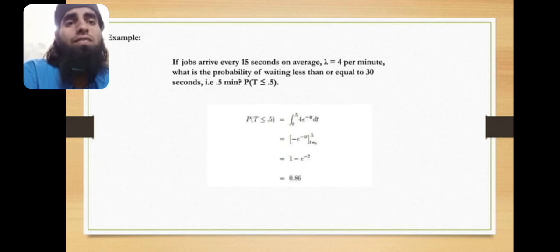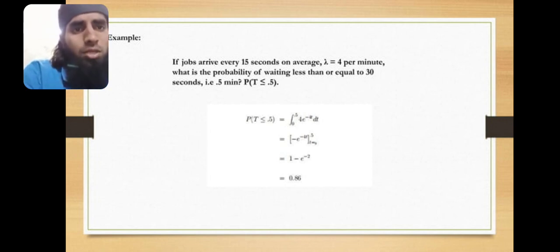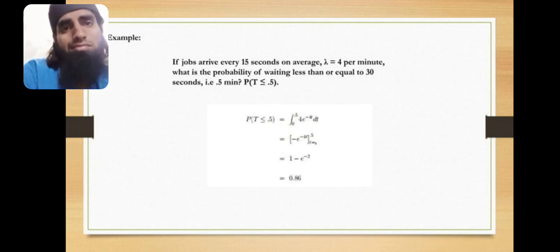Example: if jobs arrive every 15 seconds on average, lambda is equal to 4 per minute, what is the probability of waiting less than or equal to 30 seconds in 5 minutes? So now we are finding the probability P of t, time less than 5. Here integration is done with e power minus. First of all, we want to know the formula for the time taken.